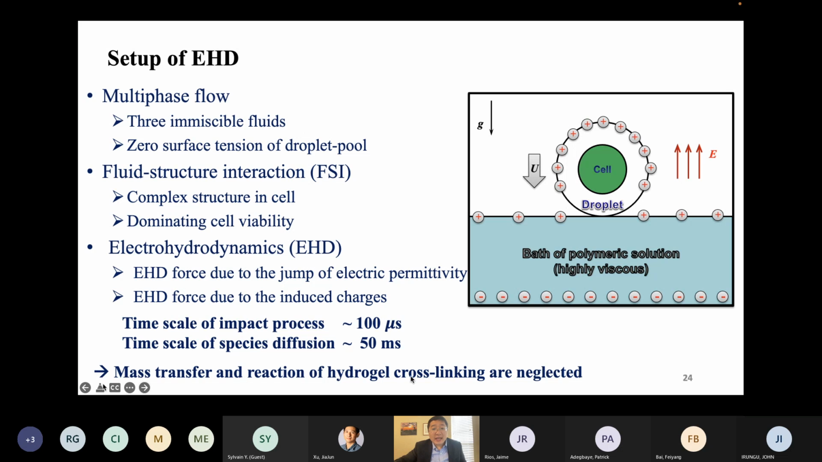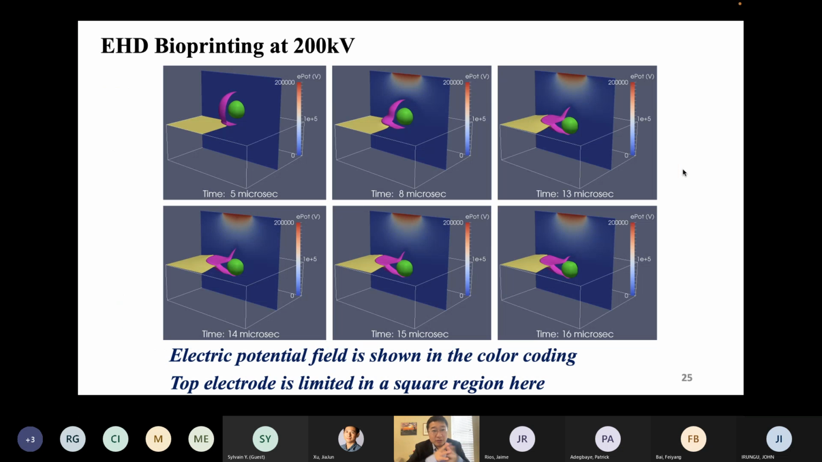So again, we neglect the cross-linking, we neglect the mass transfer, but we will see, hey, can we use an electric field to change the behavior? So this is what I did. I model here, we have an electric field. This electrode is on the top, and the liquid is at the bottom, the yellow surface. So this is a cut view.